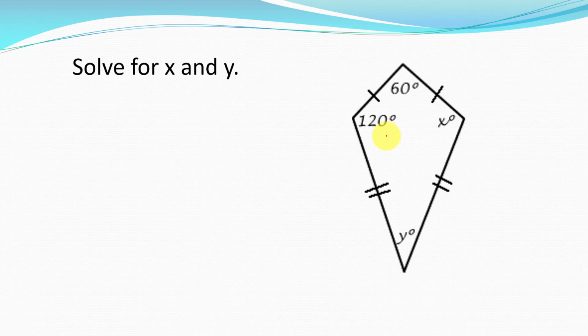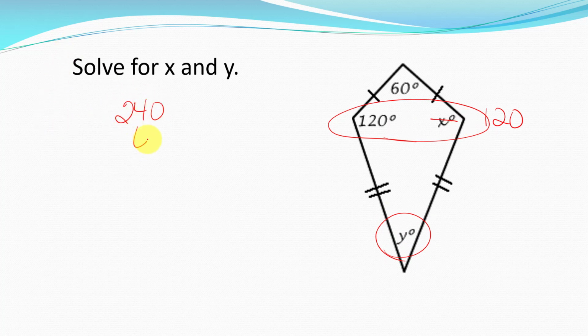Again, these angles are congruent, so this would have to be 120. And then across, now here's the trick here. All together, any four-sided shape, the angles added together equals 360. So to solve for y, I'm going to have to take 120 twice, so that's 240. And then I'm going to have to add on 60. That gets me up to 300.